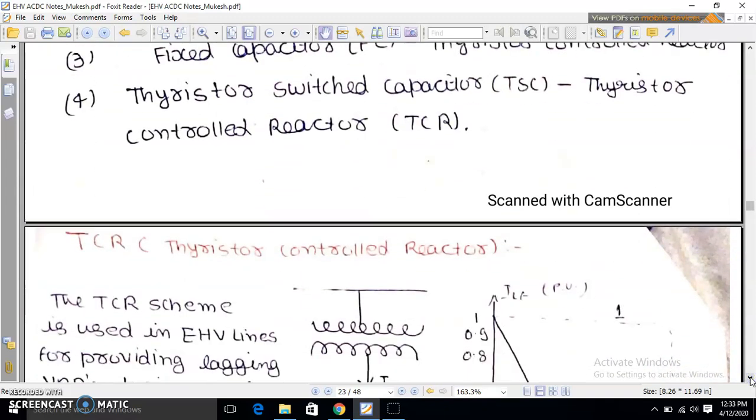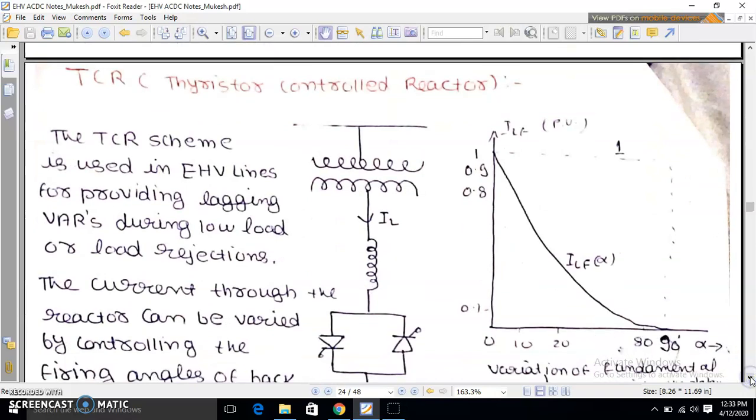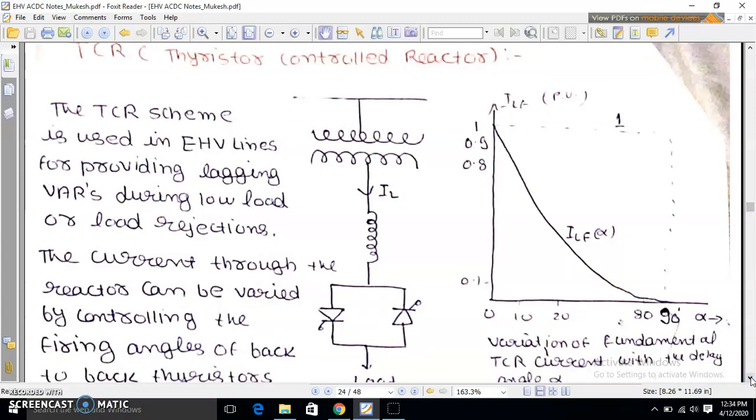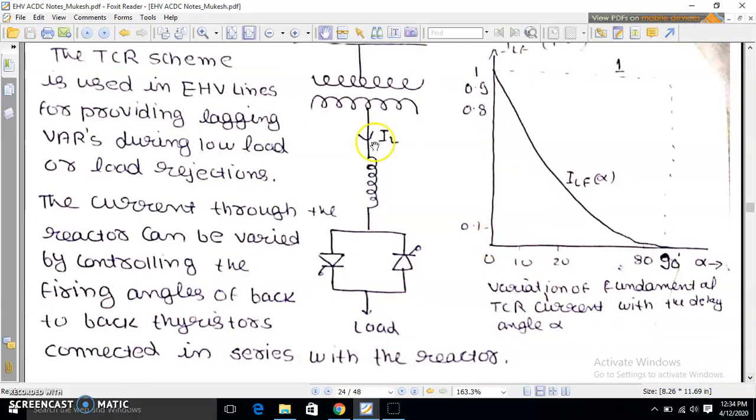Moving on to the first one, that is thyristor controlled reactor, TCR. The TCR scheme is used in EHV lines for providing lagging vars during low load or load rejections. The current through the reactor can be varied by controlling the firing angle of back-to-back thyristors connected in series with the reactor.